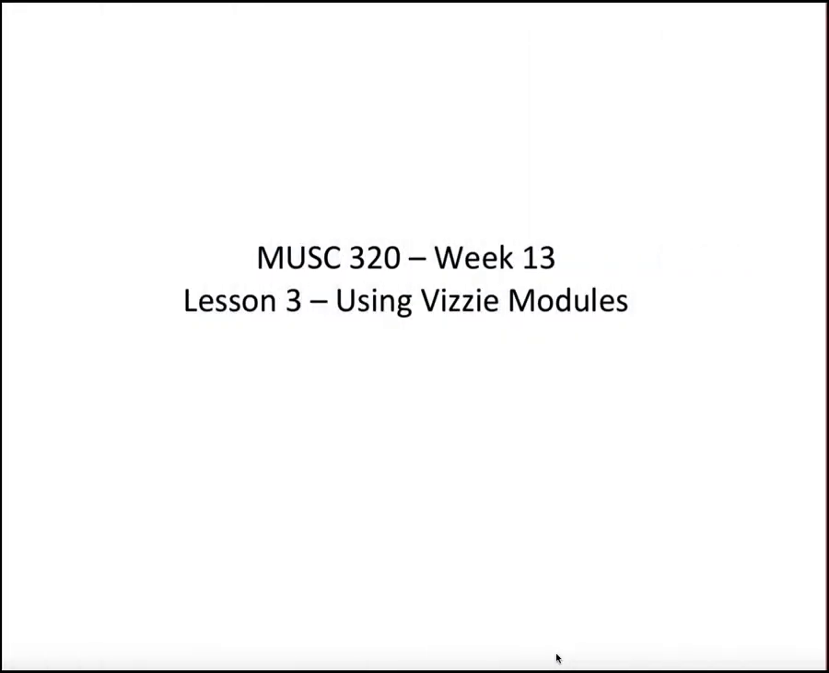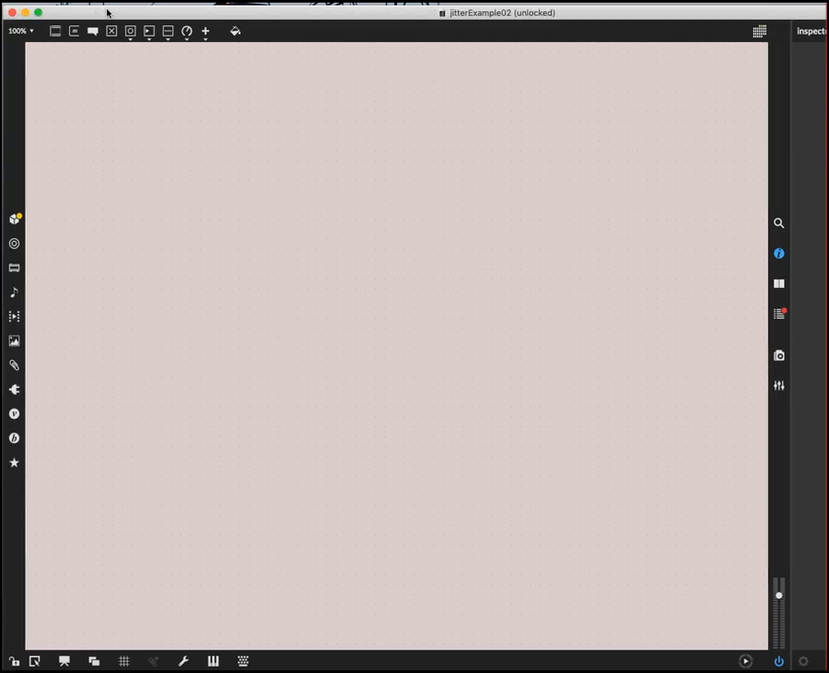Welcome to Music 320 Week 13 Lesson 3 using the Visi modules. Now, what are the Visi modules? The Visi modules are a collection of B-patchers, essentially, that have been designed and included with Max. And these are modules that are specifically designed to work in the jitter world. So video manipulation, generate video, process video, display video, mix video, and so on.